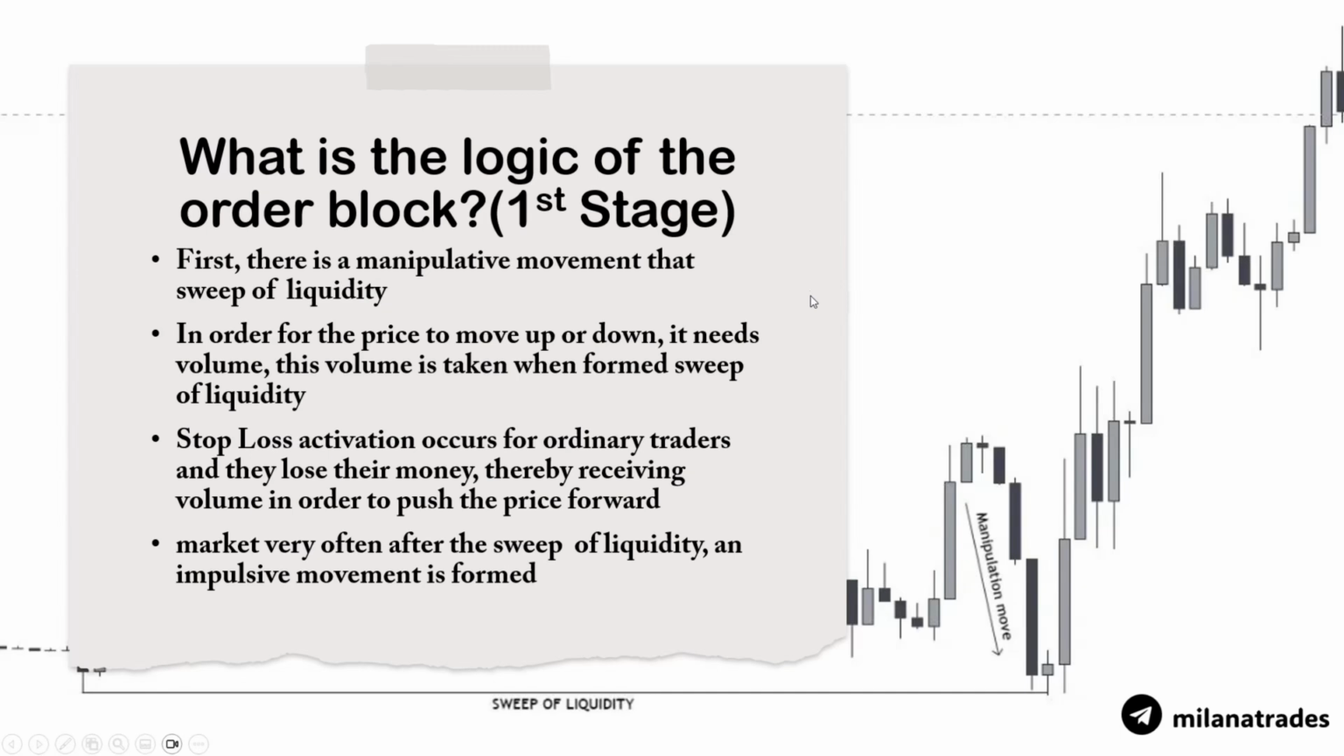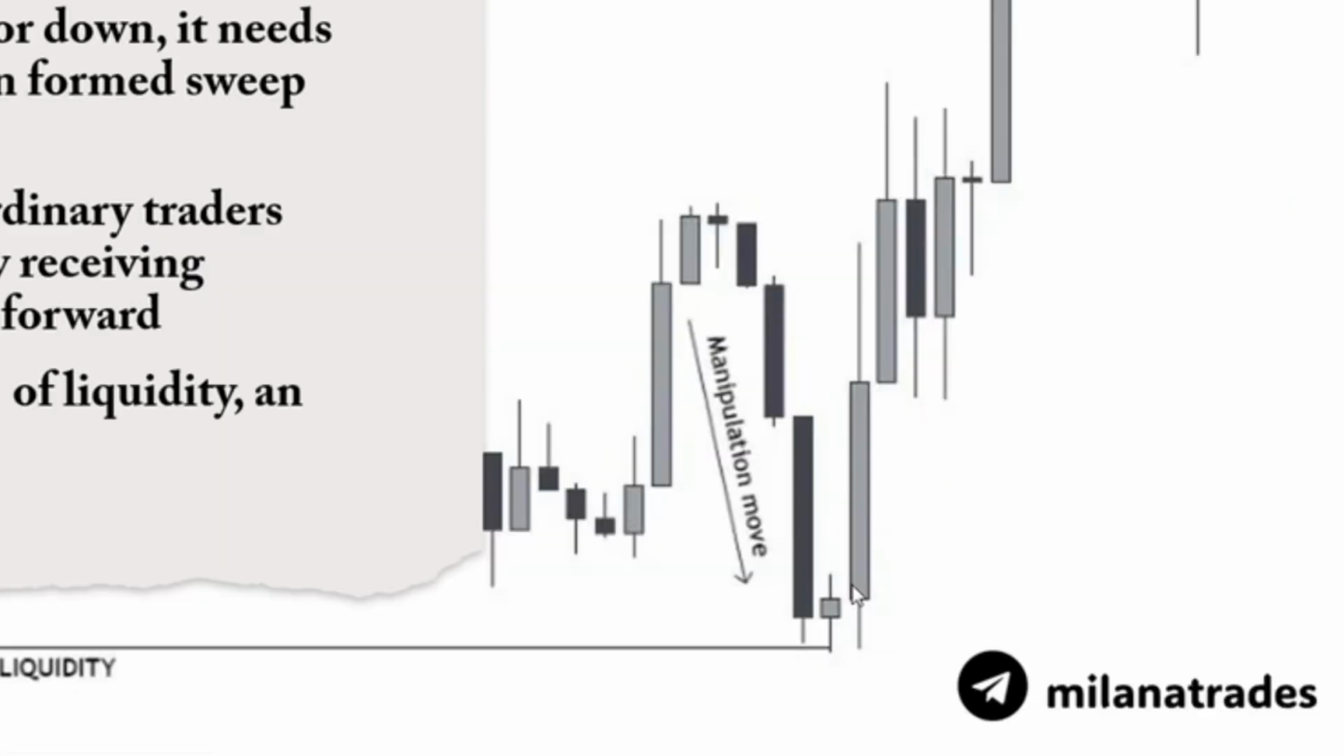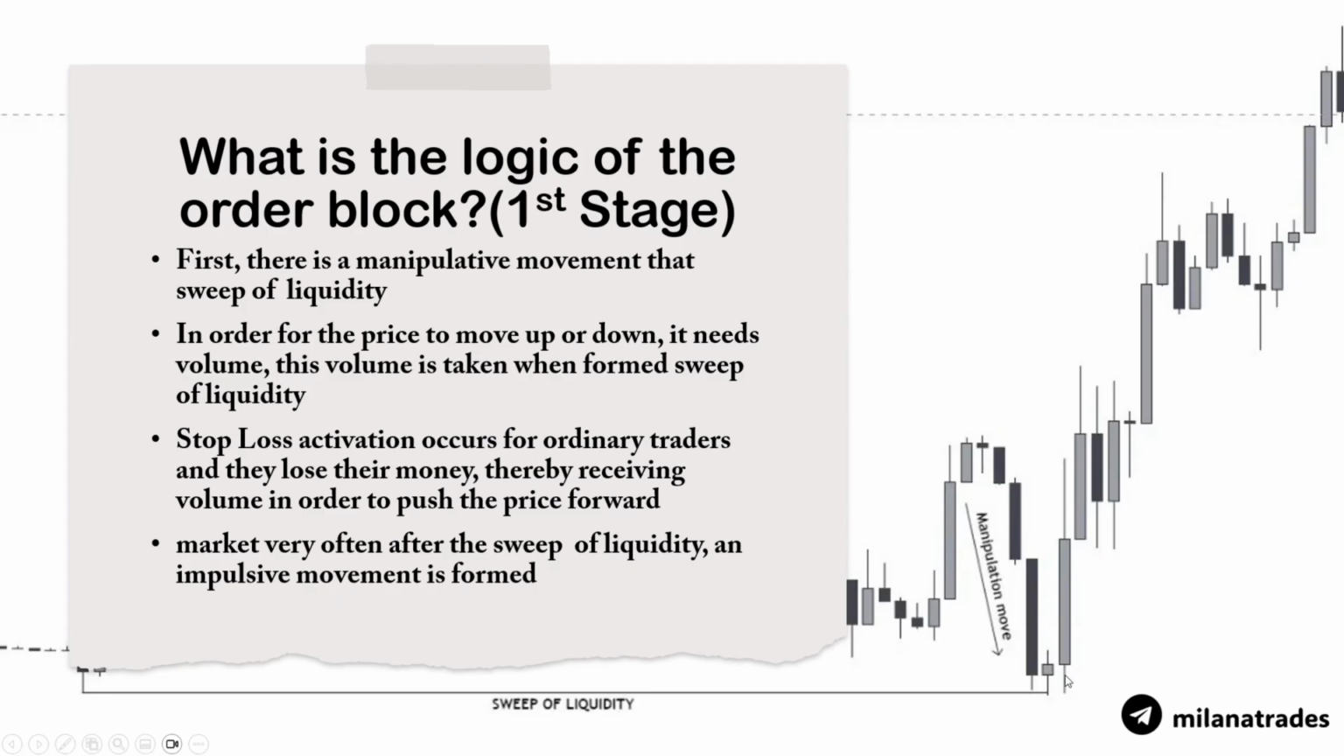The first stage is manipulation and liquidity sweep. For the price to move, volume is required. Where does this volume come from? Big players create manipulation and a liquidity sweep. This happens when the price sweeps a swing high or low, and this formation triggers the stop losses of retail traders. At this moment, institutional traders gain the liquidity they need to drive the price. After this, an impulse move often forms. This is the first sign of an order block.